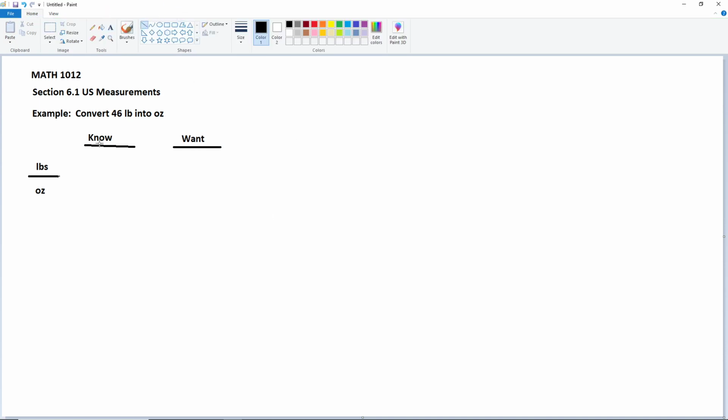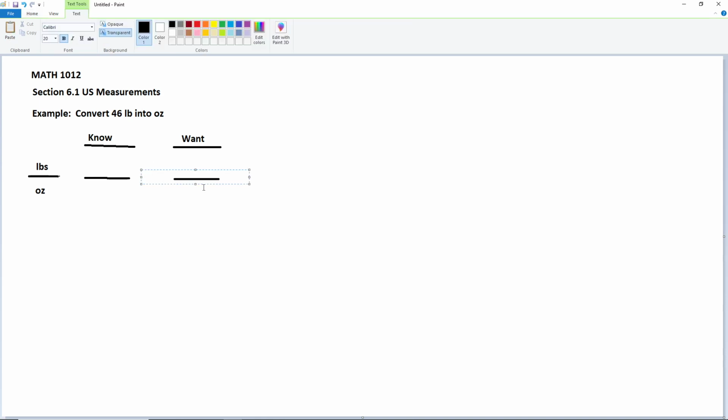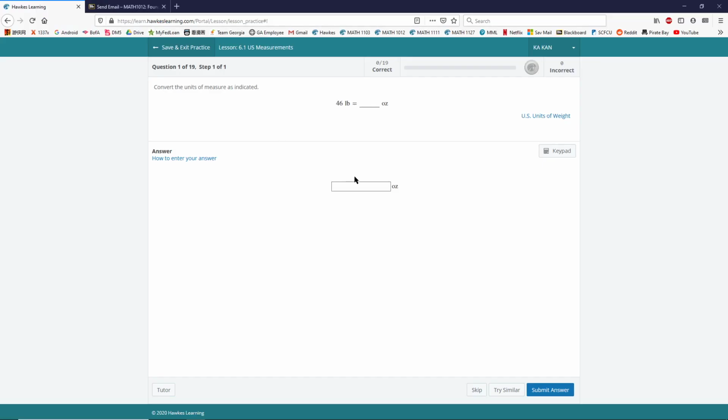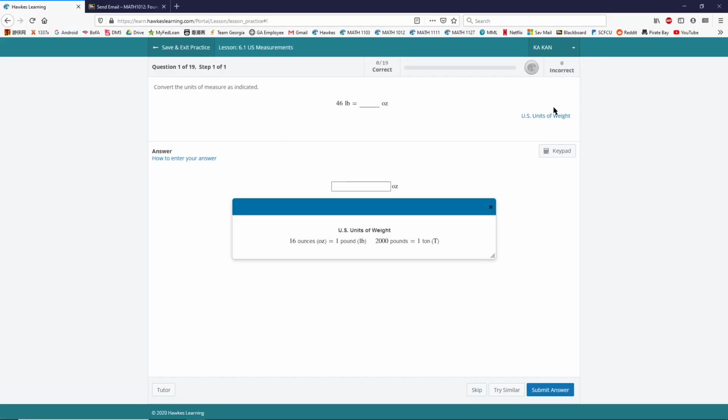And I'm going to set up two fractions here in order to get a proportion going. And there will be an equal sign in the middle. Equals. There you go. So now, what are we talking about? What do we know about the relationship between pounds and ounces? You can always look at this, or you can look at the PDF file, or you can just Google if you want to. 16 ounces equals 1 pound.